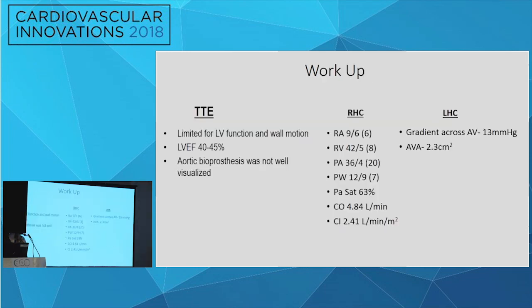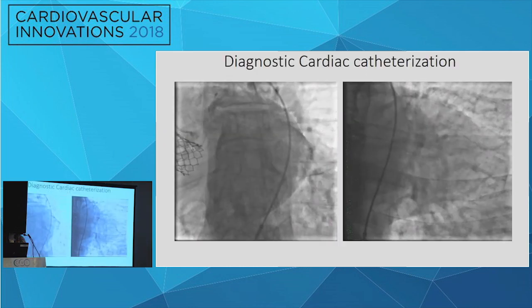So our workup included a limited TTE, which showed an EF of 40 to 45%, no significant wall motion abnormalities, and the aortic bioprosthesis was not well visualized. The right heart cath, pretty normal pressures. Left heart cath gradient across the valve was 13 millimeters, and the valve area was 2.3 centimeters squared.